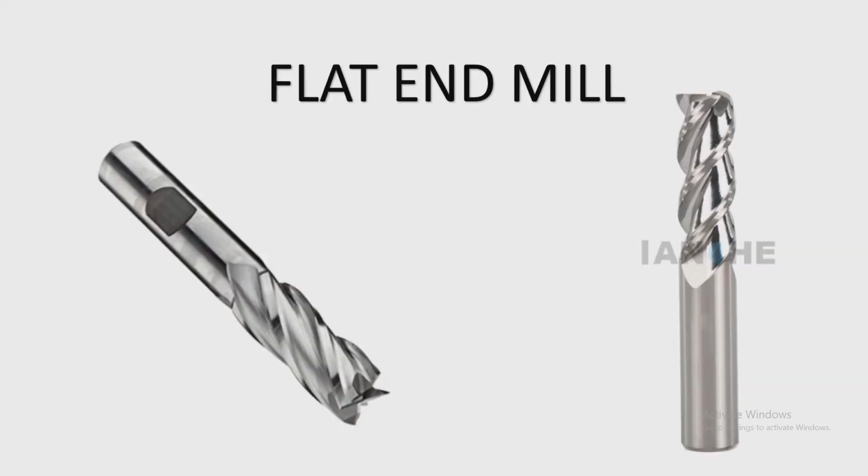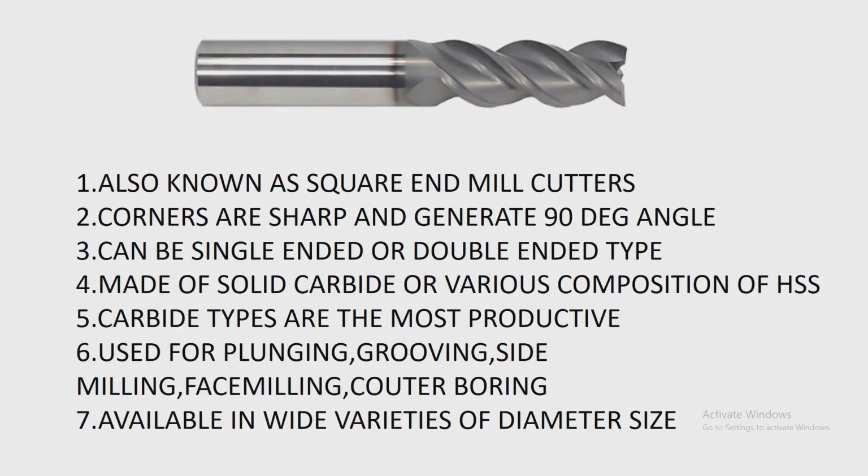The first one is the flat end mill cutter. This is also known as square end mill cutters. Its corners are sharp and will generate a 90-degree angle. These can be single-ended type or double-ended type.